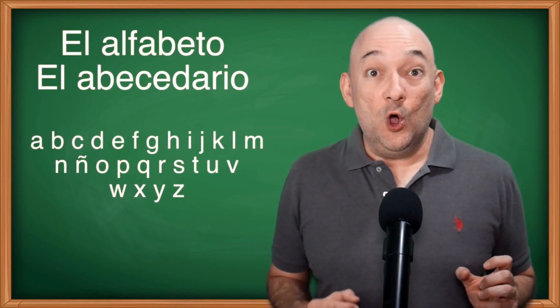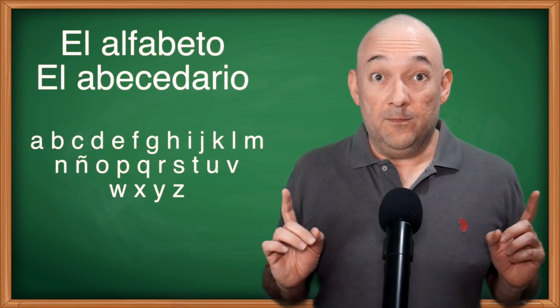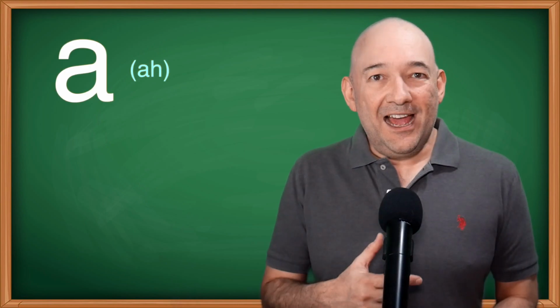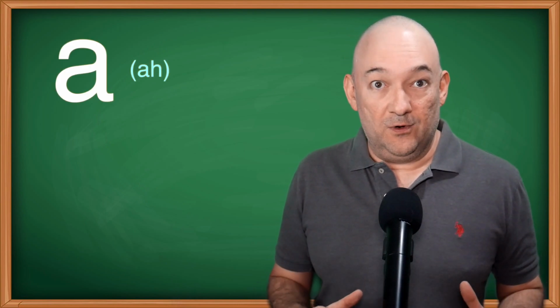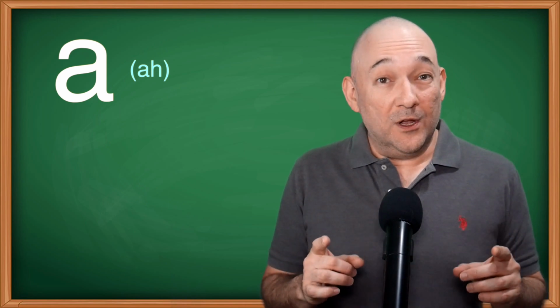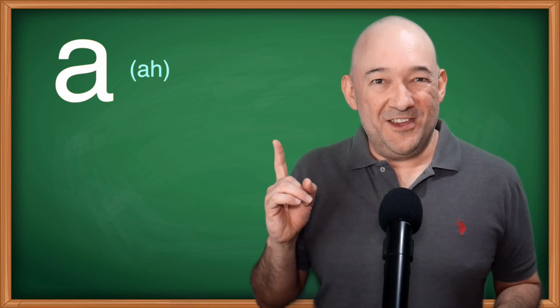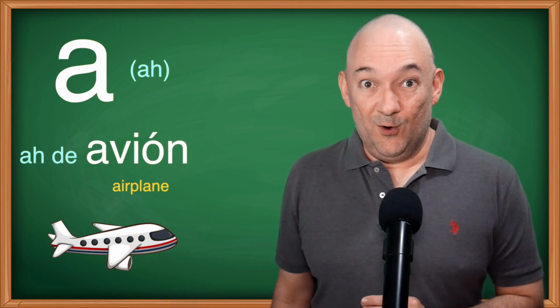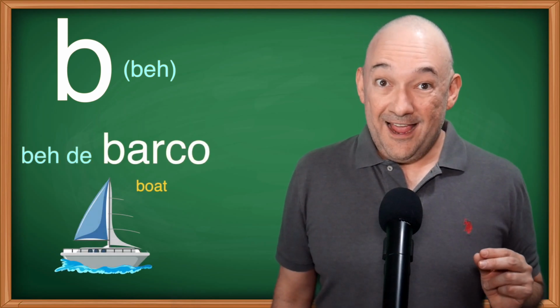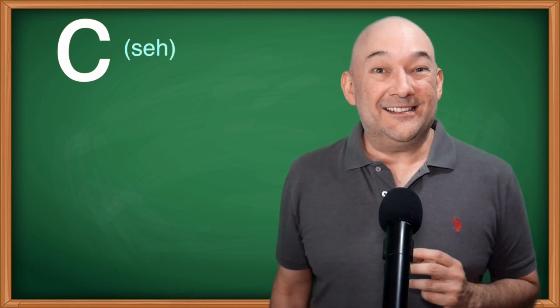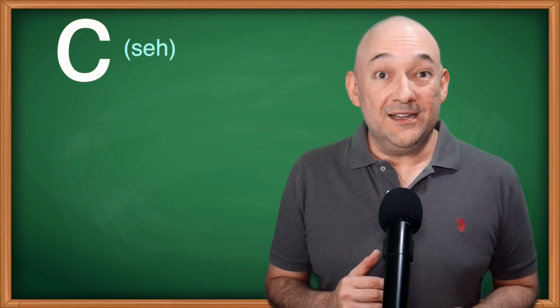The alphabet in Spanish is called el alfabeto or el abecedario. Both titles are correct. Just like in English, the first letter of el alfabeto is the vowel A. I always recommend to go deeper on the vowels, so take your time and watch my video titled How to Say the Vowels in Spanish. You can watch it up here. A de avión. B de barco.